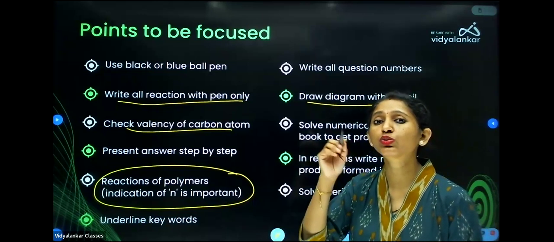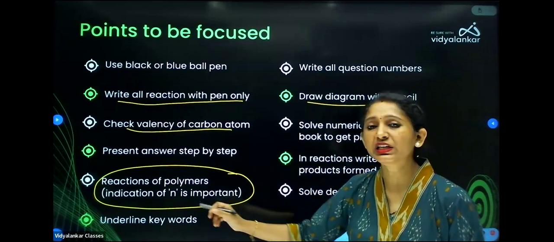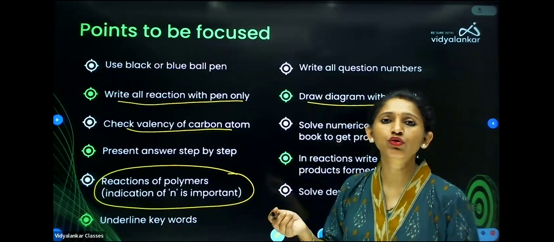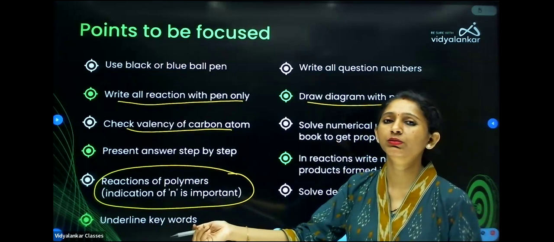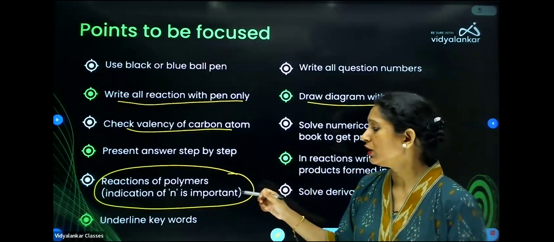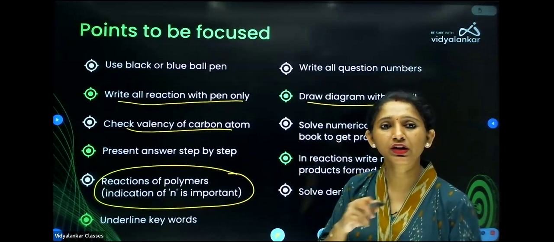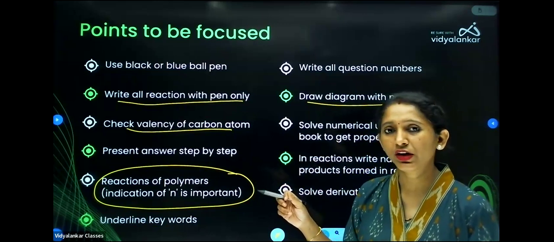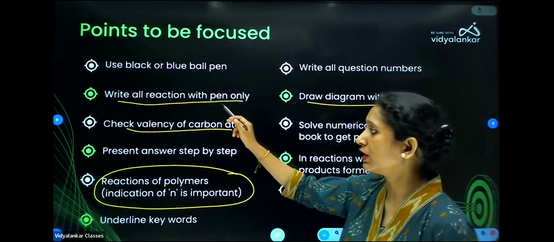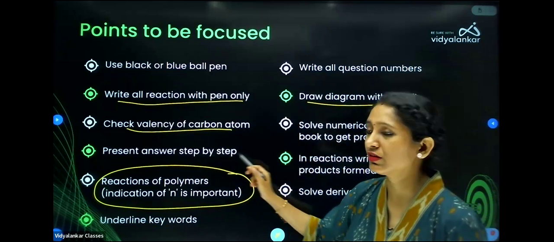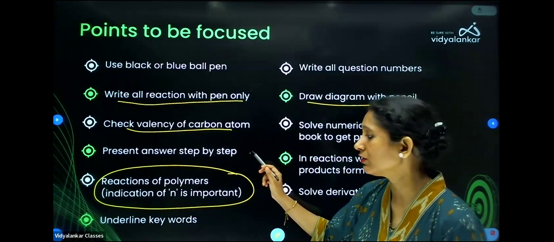If you forget to write that n, it indicates the number of monomers involved. That's why you get polymers. So that n is important. If you forget to write this n, you will lose full marks for that reaction. Fine. And as I said, you need to write all the answers stepwise.